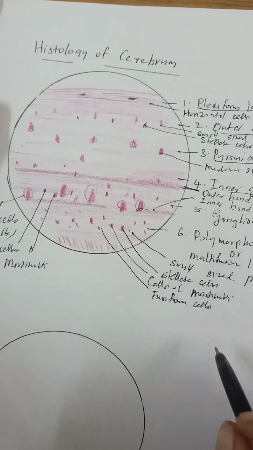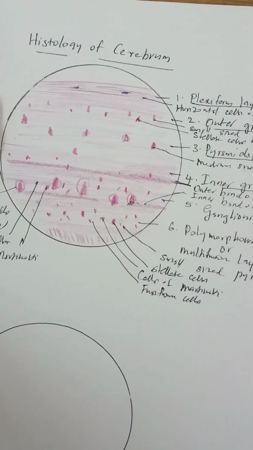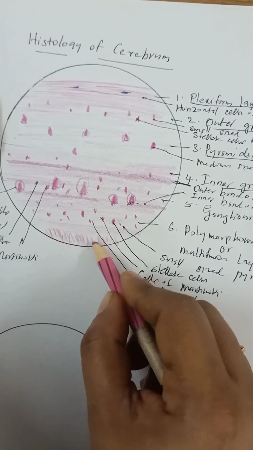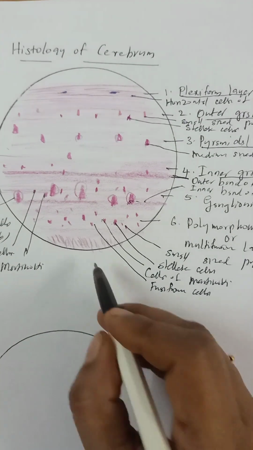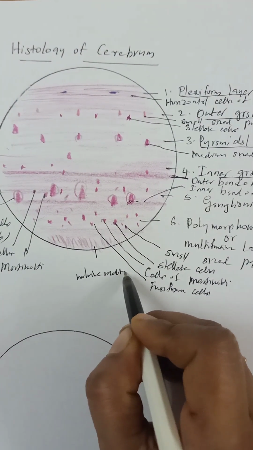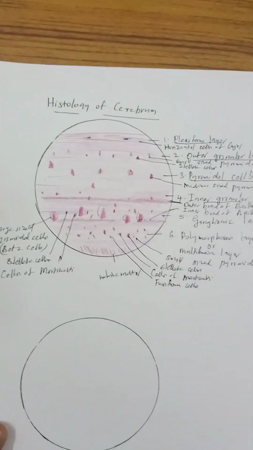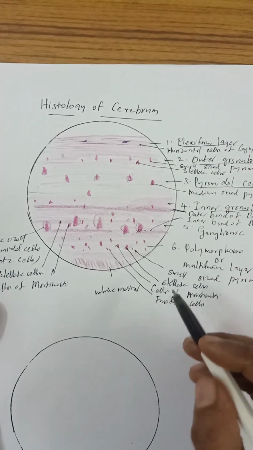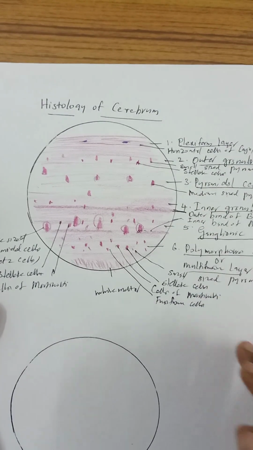So in the sixth layer there are four types of cells, and this is the inner white matter part going again. White matter. So this much about the cerebrum layers. So there are a total of six layers. Okay, six layers are there. Thank you.